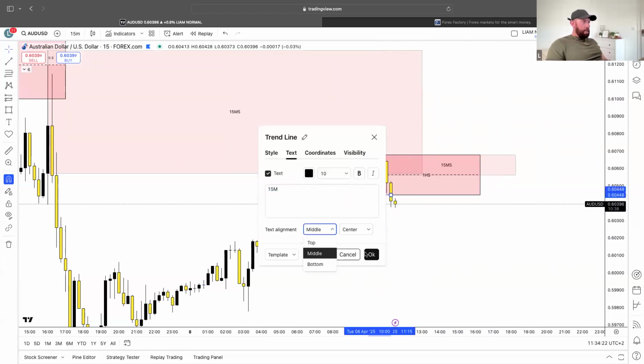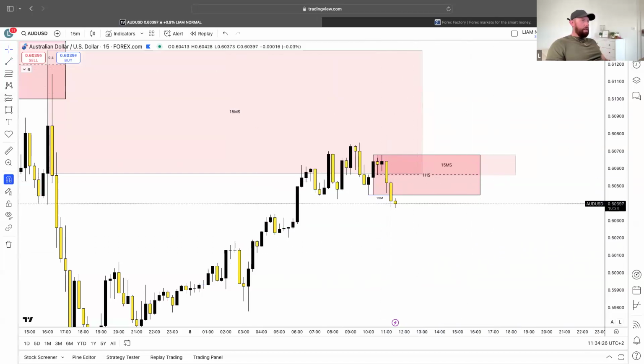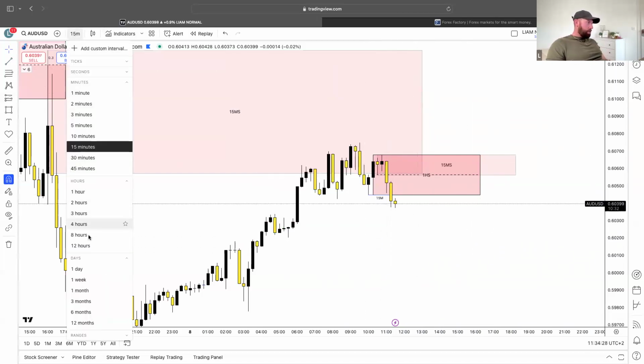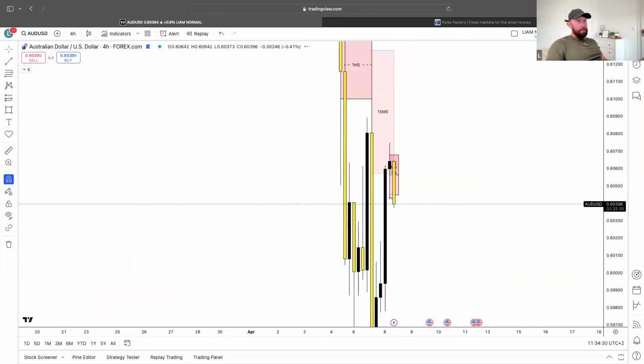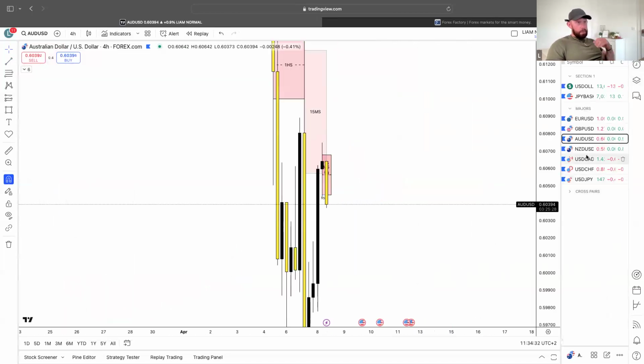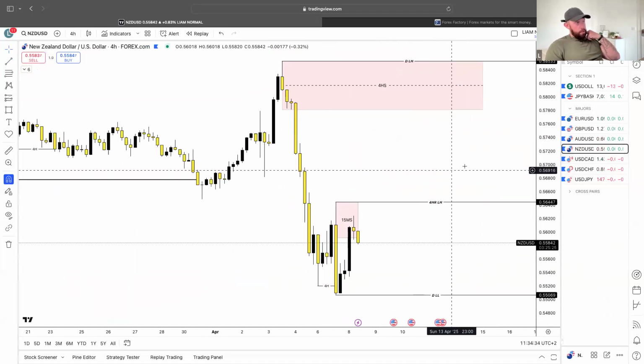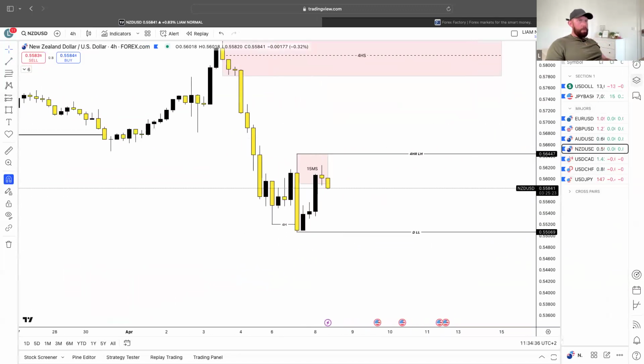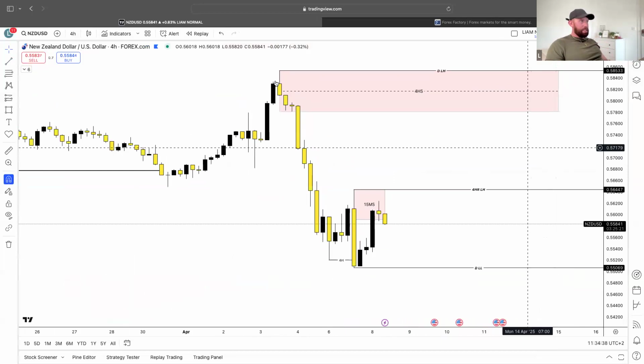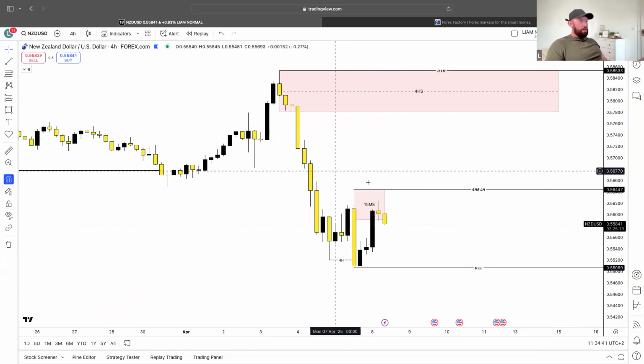So NZD and AUD USD and NZD are the 2 favorites I have so far. And I'll quickly go over to NZD if I can. Same scenario, there's no point in me really going too much into detail. We've got the whole leg, daily range, 4 hour lower high, 4 hour lower low.